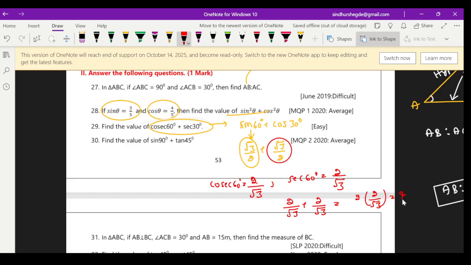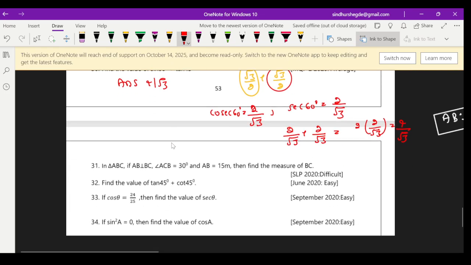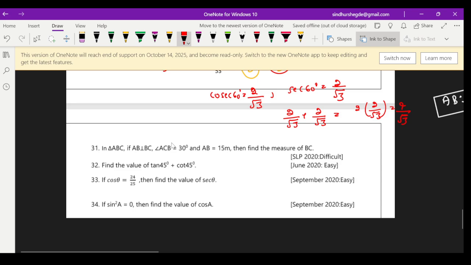So the answer is 4 by root 3. In a similar way, try to solve. Problem 32, easily you can solve it, because tan 45 is 1 and cot 45 is 1, so 1 plus 1 is 2.